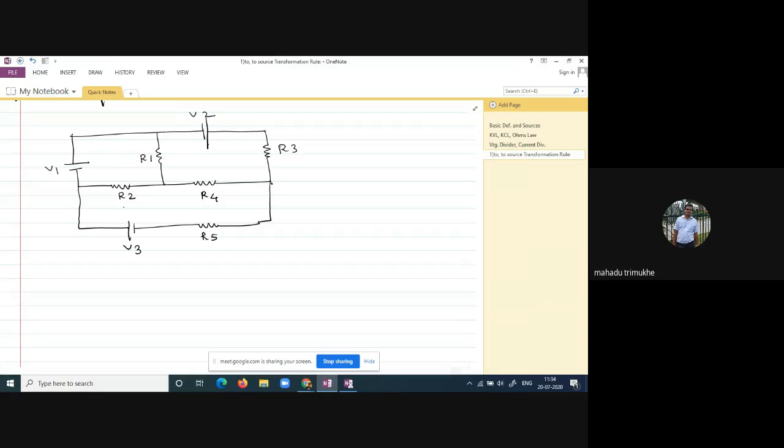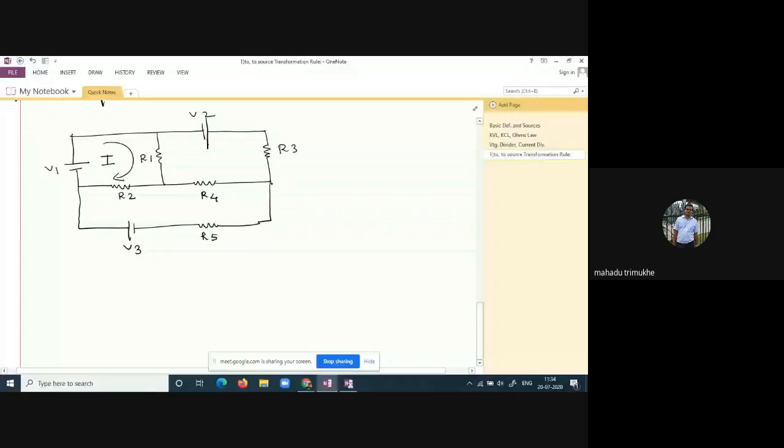Then how many loops or how many meshes are there? There are three meshes, right? Mesh 1, 2, and 3. For the mesh currents, you have to give them randomly I1, I2, and I3. Suppose I apply I1, I2, I3 in the clockwise direction. Suppose the current flowing through this mesh is I1, the current flowing through this mesh is I2, and the current flowing through this mesh is I3.